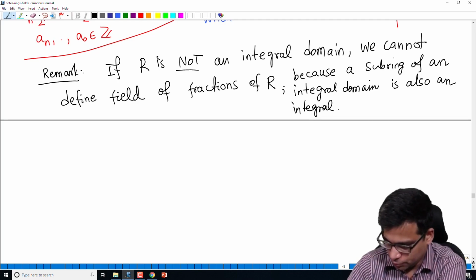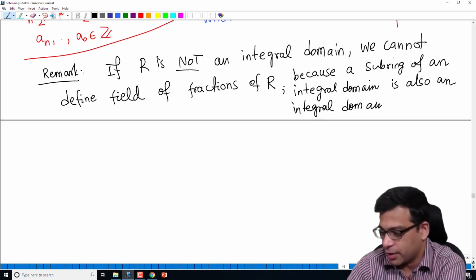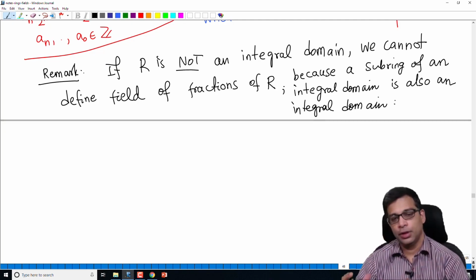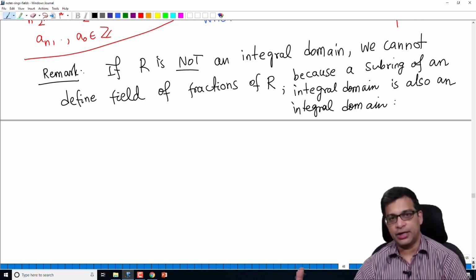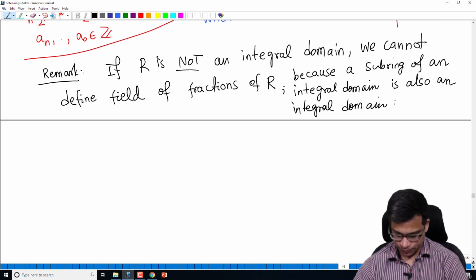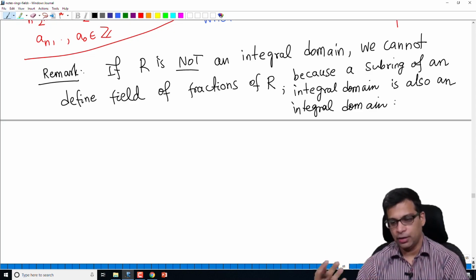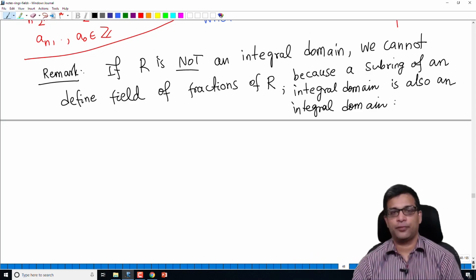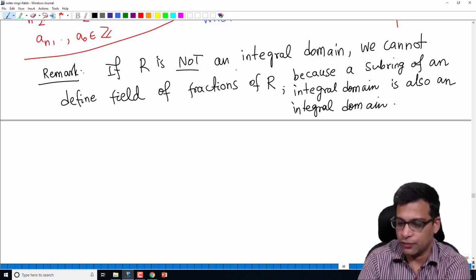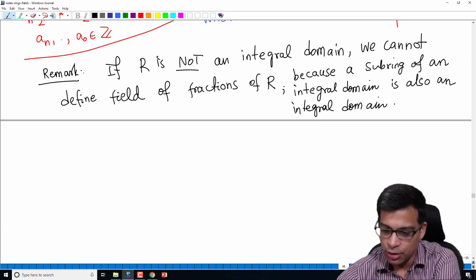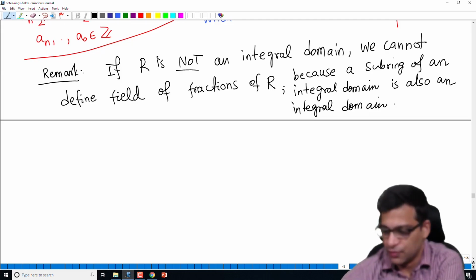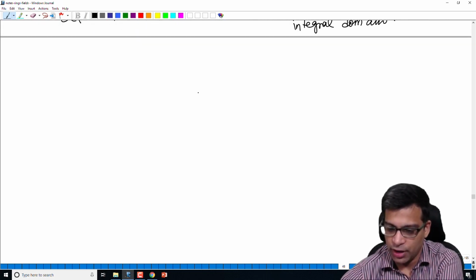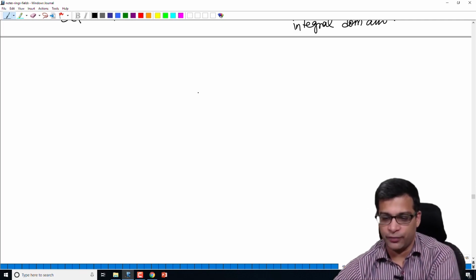Right? Suppose you could put R inside a field K. K is actually a field, so it's an integral domain. R being a subring of K is an integral domain, but that of course is a violation of the assumption that R is not an integral domain. So if something is not an integral domain, certainly we cannot define its field of fractions. Okay, so that's so much about field of fractions.